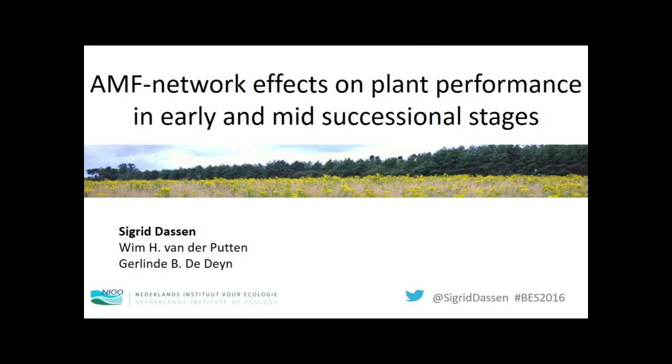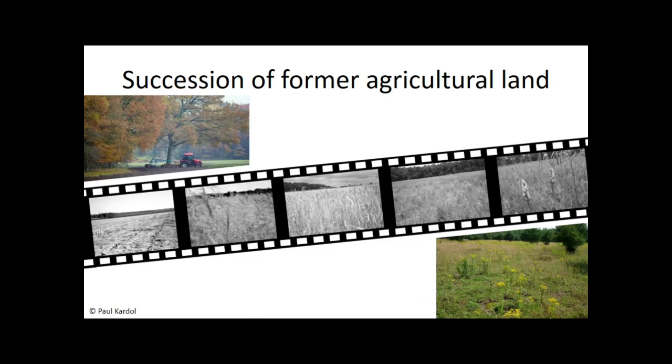Good afternoon. I will present to you part of my work on mycorrhizal networks in plant community dynamics. So, when former agricultural land lies fallow, pioneering plant species will start to cover the soil. And as time goes, the plant community will continue to develop, and new plant species come and other plant species go. This dynamic of plant community establishment can be partially explained by the microbial community in soil.